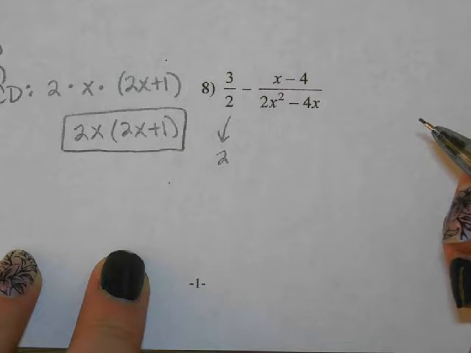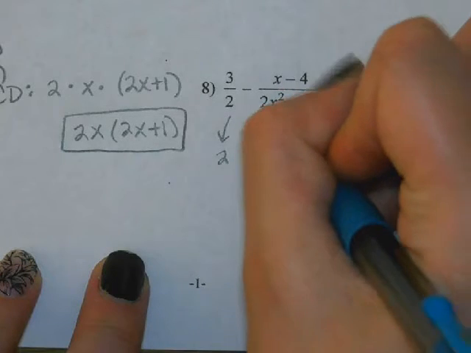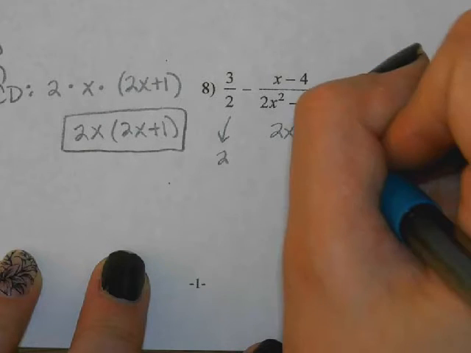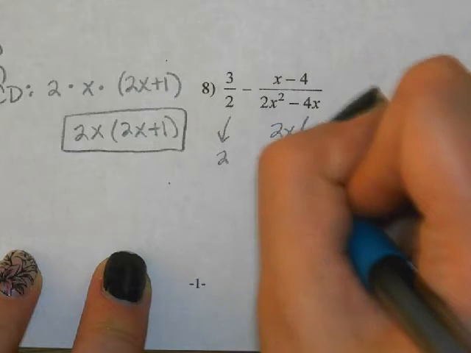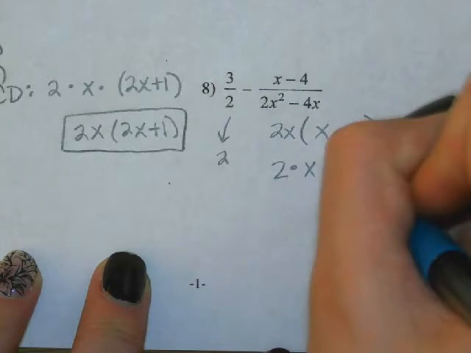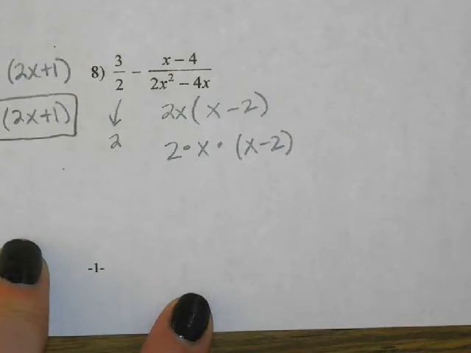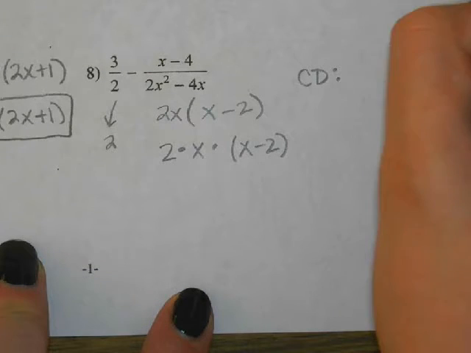Anyone want to share what your GCF was? 2x. And then what do we have? 2 times x times x minus 2. So, what did our common denominator need? It needs the group, x minus 2.